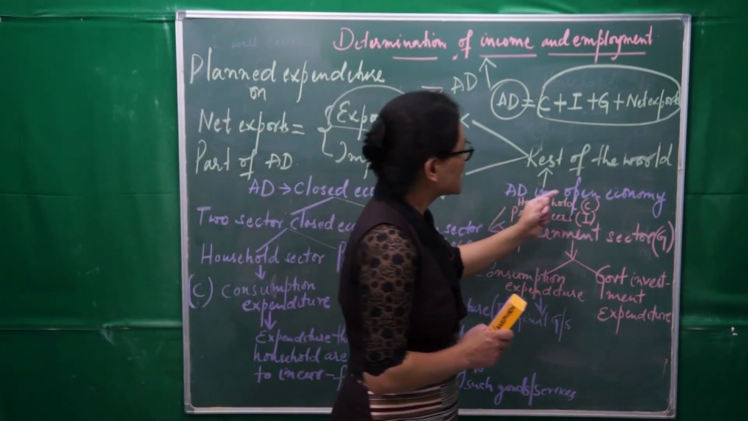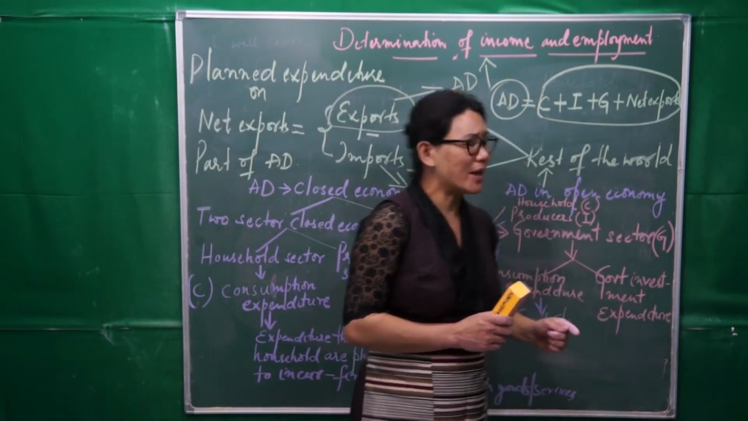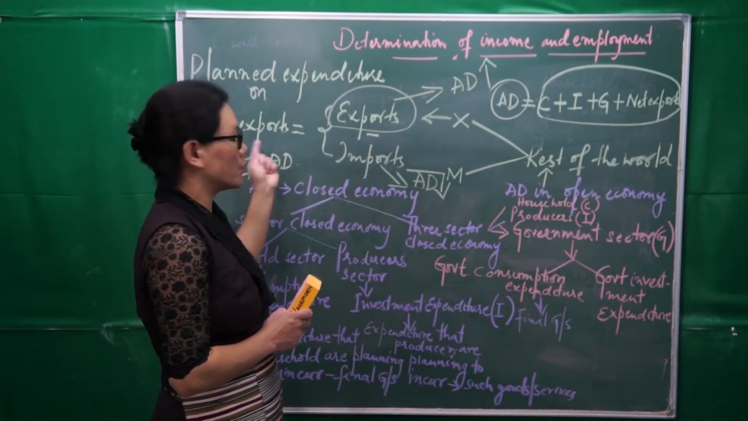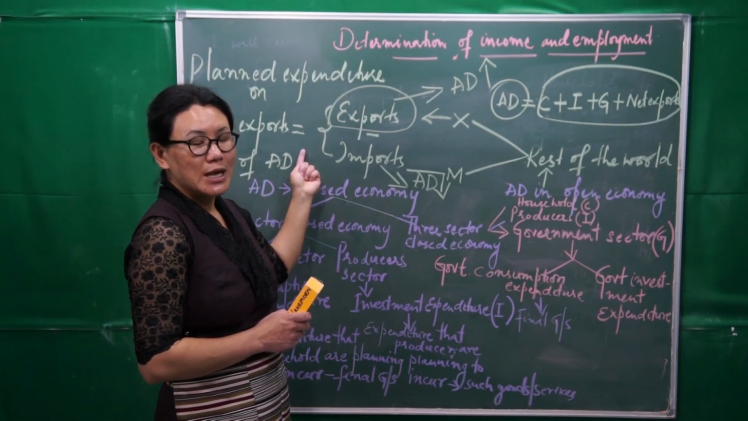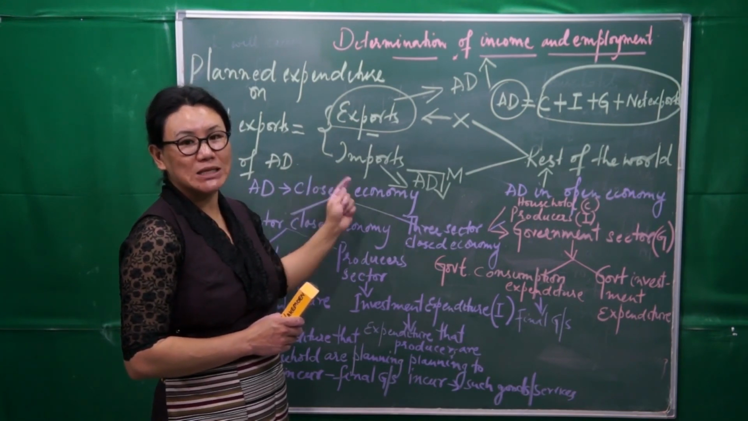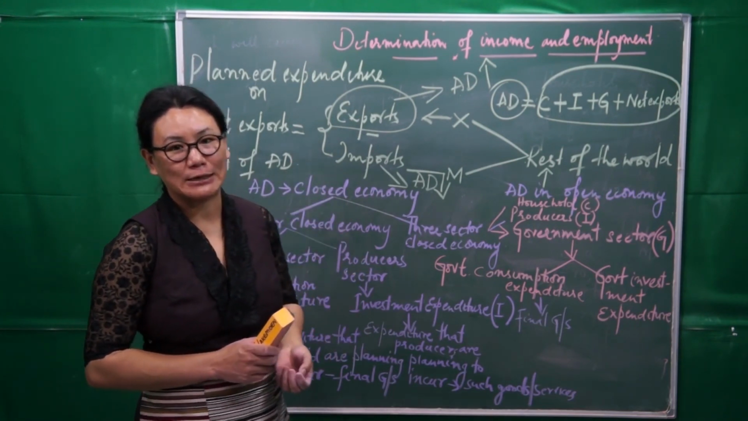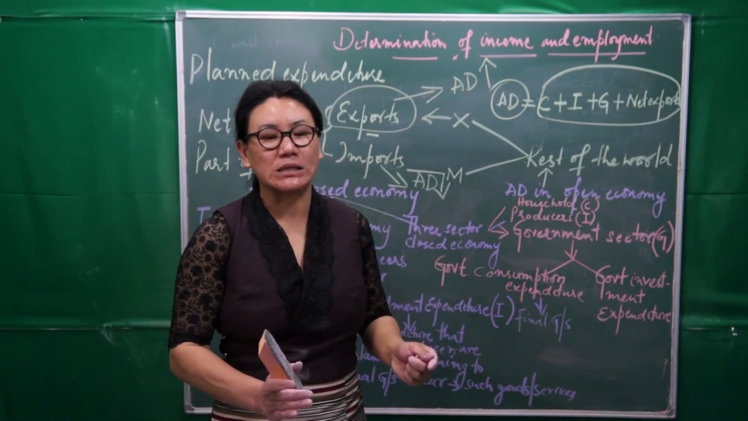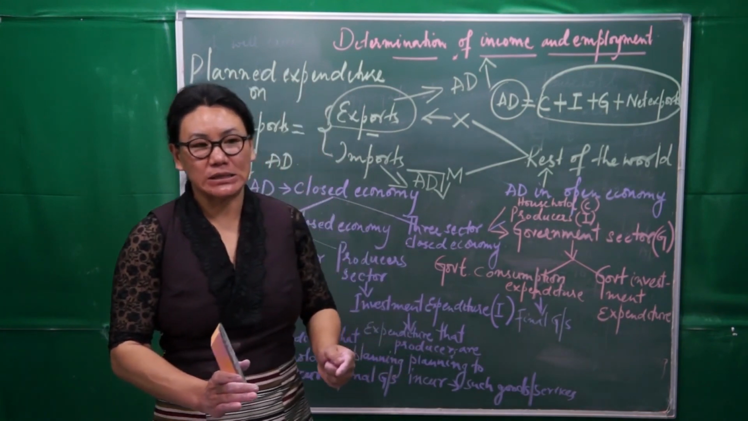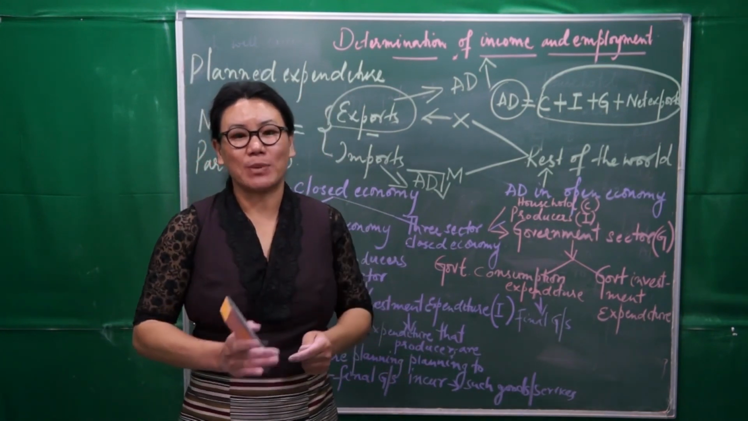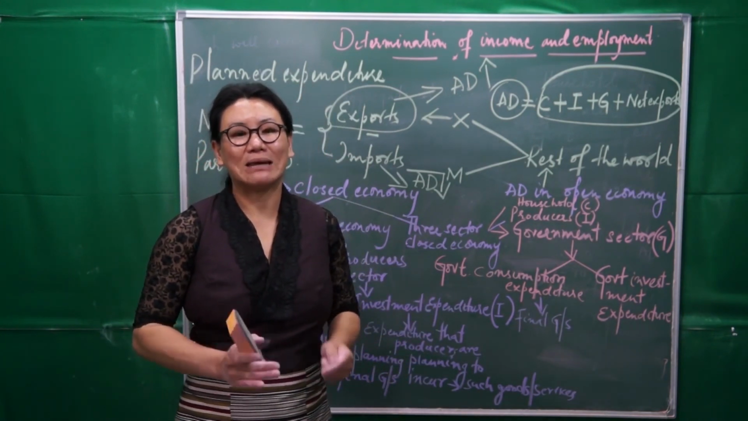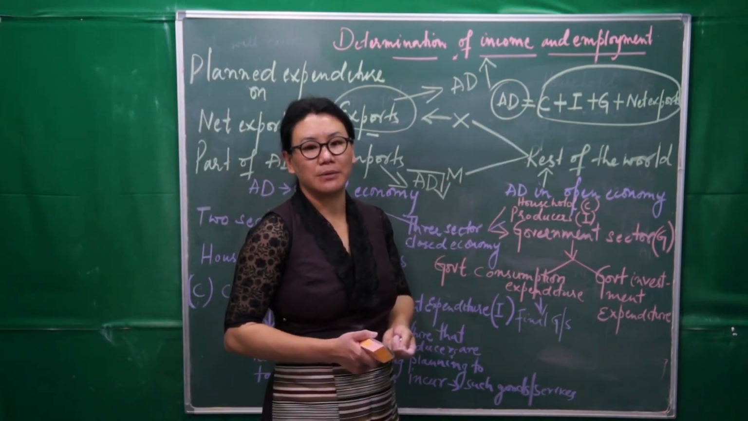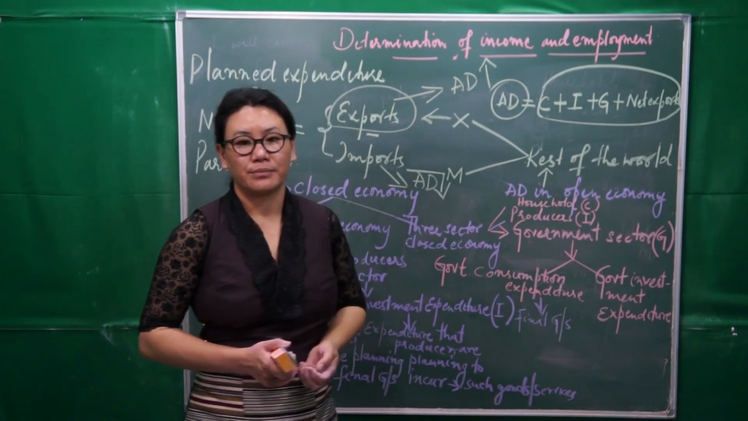Then comes we have rest of the world sector. In that we have taken export and import. The difference between these 2 will cause net export. And the expenditure, planned expenditure on these 2 will be a part of AD. So the summation of all these sectors' ex ante expenditure will give us what? AD, aggregate demand. Okay.